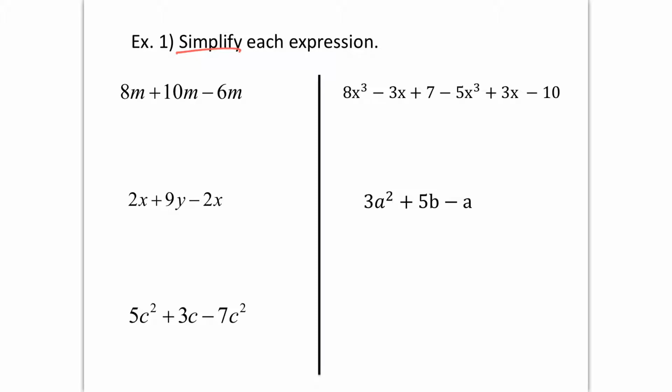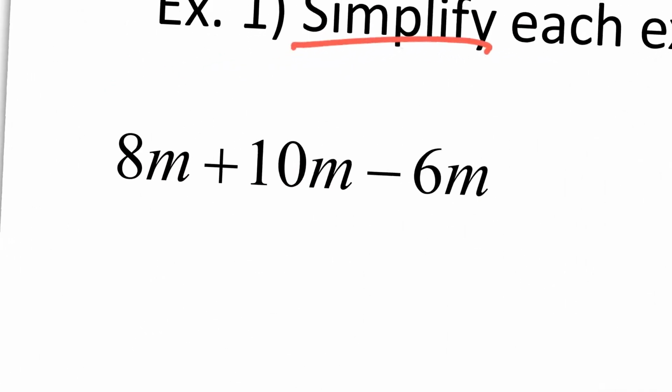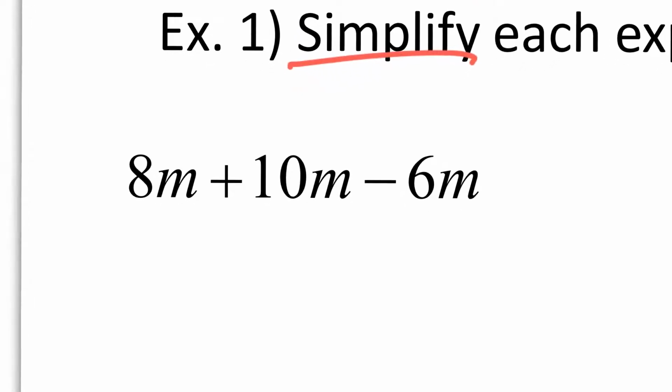So looking at the first one right here, and let me just zoom in here, we have 8m plus 10m minus 6, so minus 6m. First of all, I want you to look at every coefficient, the number with the variable.